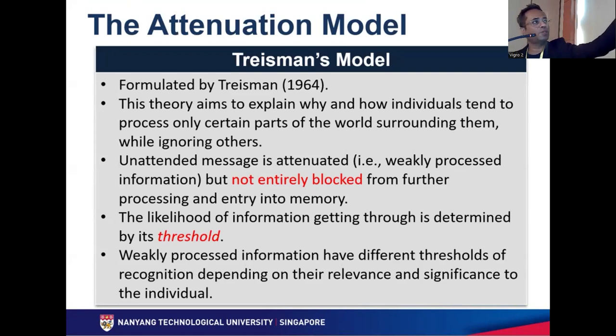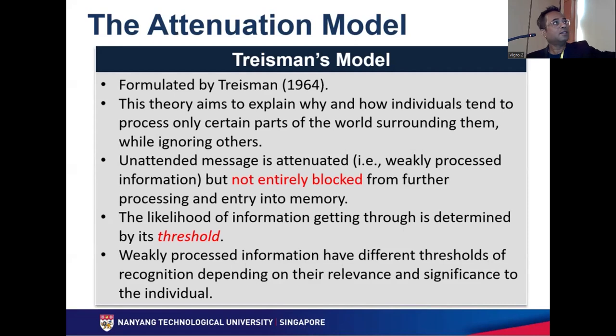The main idea of this model is that the unattended message is not completely blocked, it is weakened for further processing and entry into your memory. And the likelihood of information getting through is determined by your threshold. So weakly processed information has different thresholds of recognition compared to something that has caught your attention.